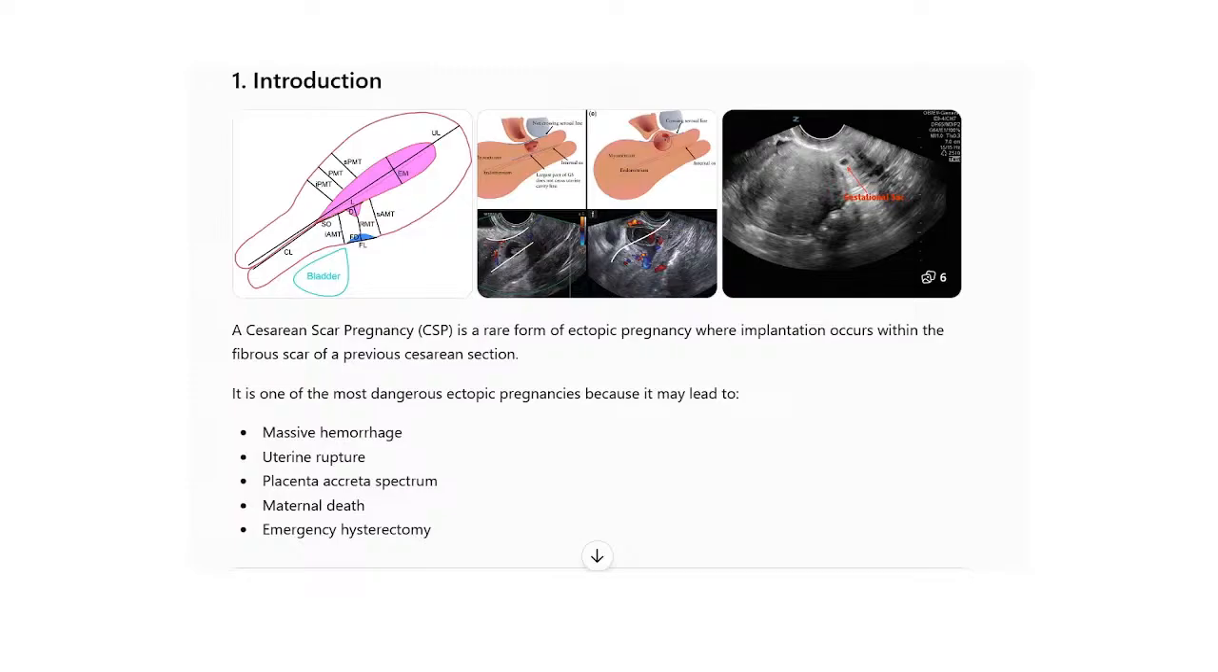Now, the introduction. A cesarean scar pregnancy is a rare form of ectopic pregnancy where implantation occurs within the fibrous scar of a previous cesarean section. It is one of the most dangerous ectopic pregnancies because it may lead to massive hemorrhage, uterine rupture, placenta accreta spectrum, maternal death, and emergency hysterectomy.